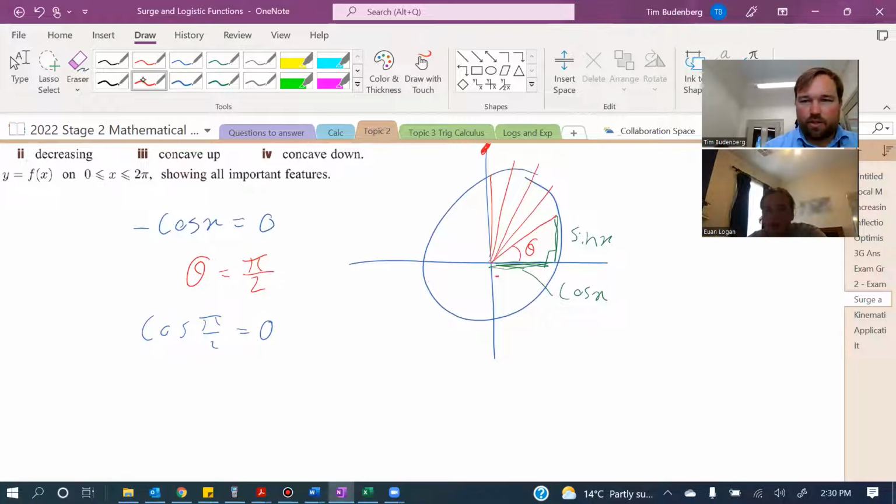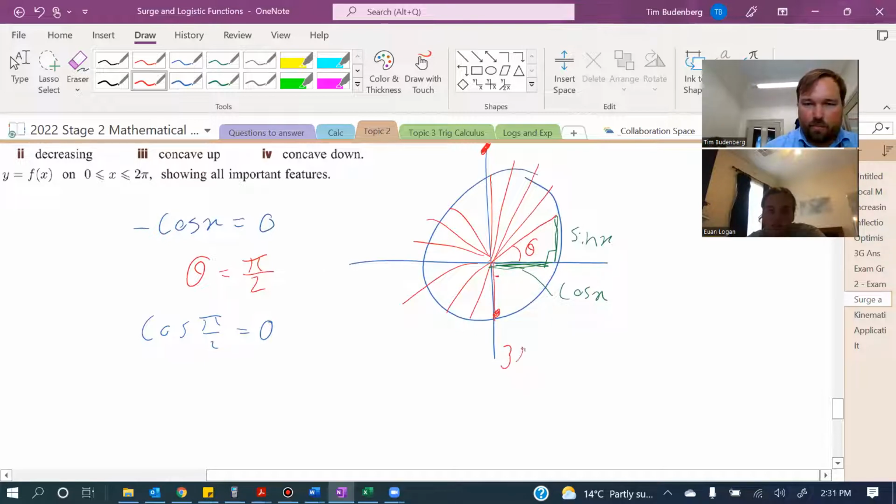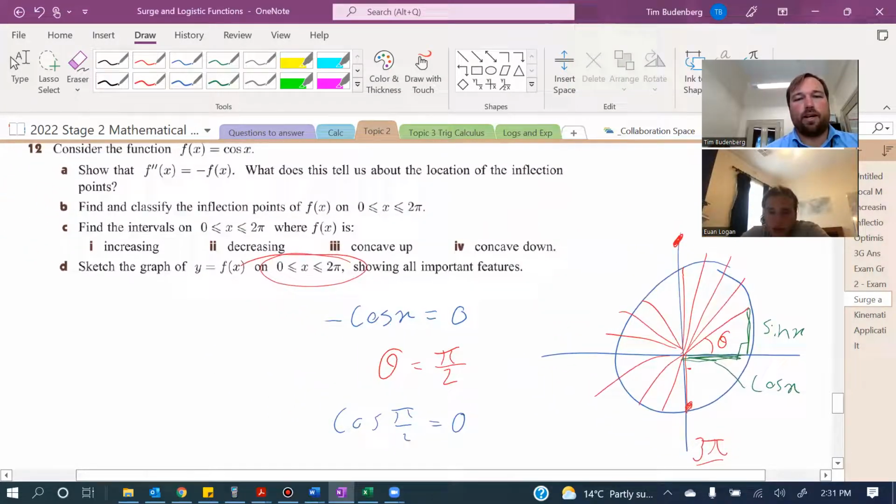What happened to the negative at the front? The other solution comes when theta goes down here, at 3 pi on 2. So x would equal pi on 2 or 3 pi on 2. Yeah, and they are your two solutions in the first rotation between 0 and 2 pi.